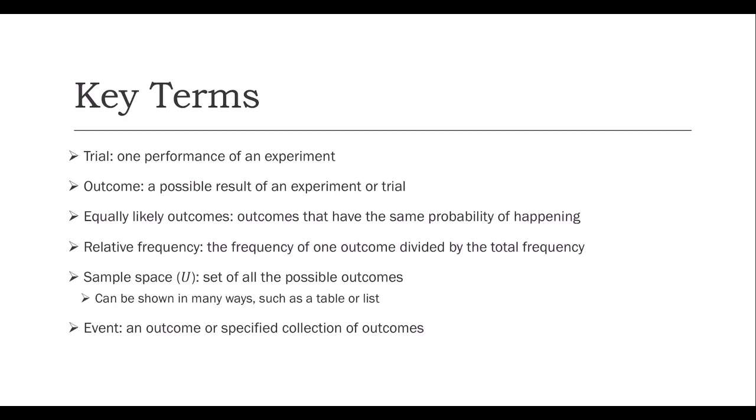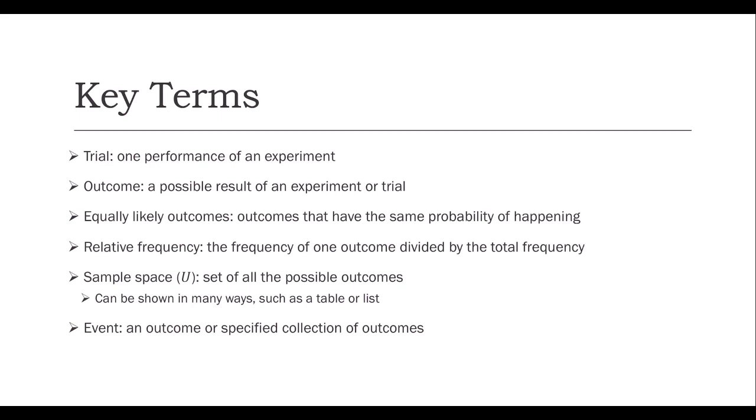A trial is one performance of an experiment. An outcome is a possible result of an experiment or trial. Equally likely outcomes are outcomes that have the same probability of happening. So if you're rolling a fair dice, rolling a 1 has the same probability as a 2 or 3. Or if you're flipping a coin, getting heads has the same probability as getting tails.